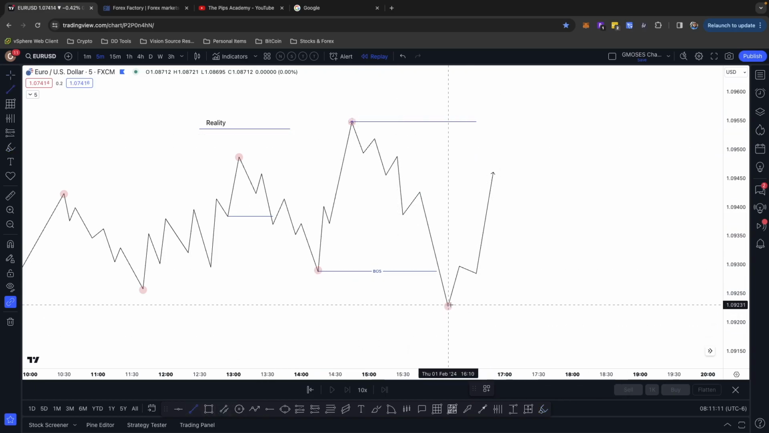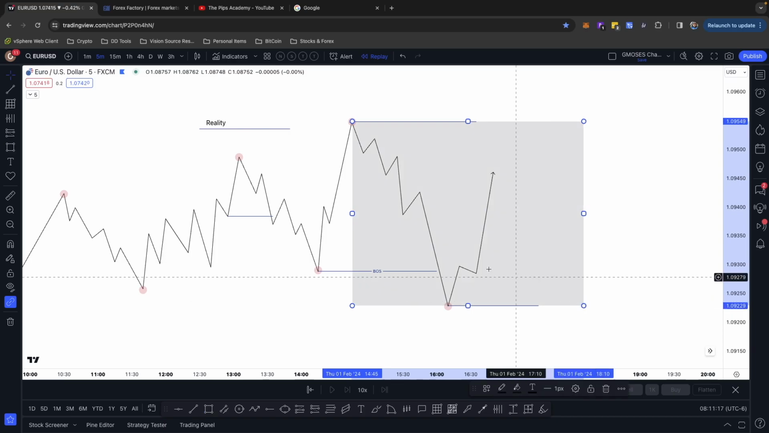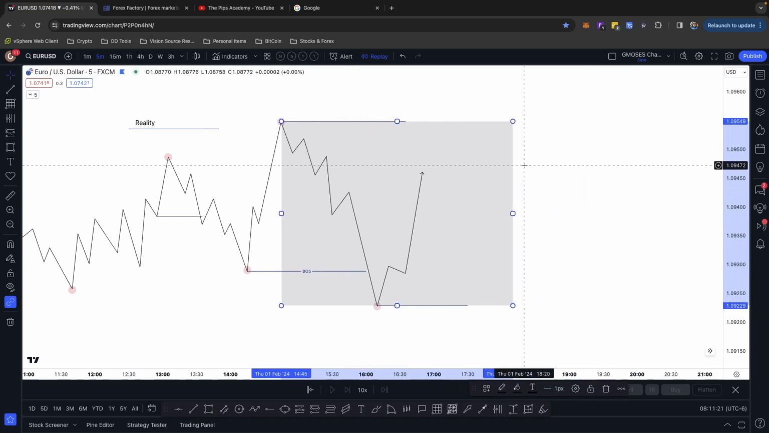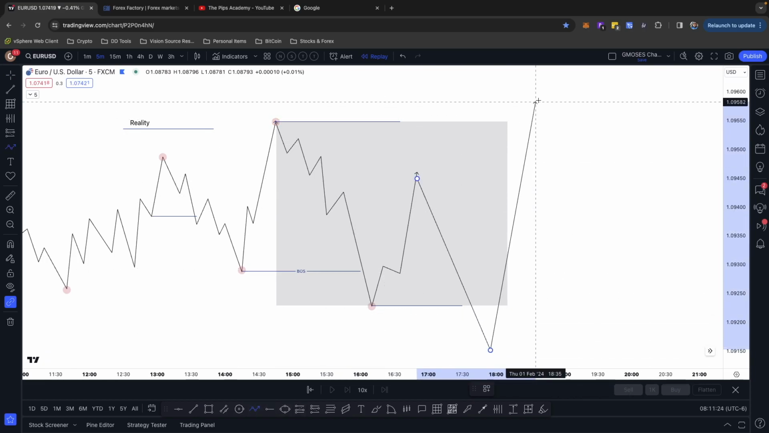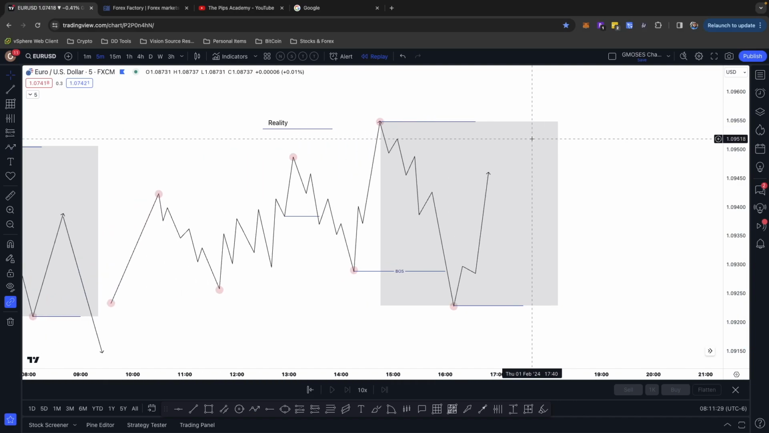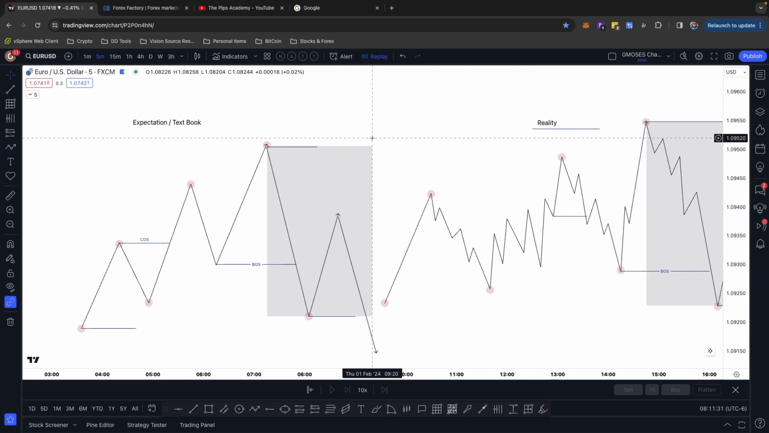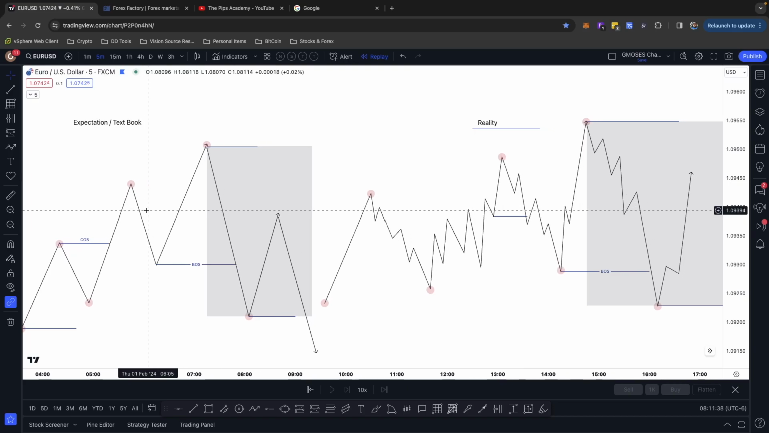And because we have new swing points, we can establish this area here as our range. So anything that happens in this box is considered as internal structure until the box either breaks down or breaks up. I hope that makes sense, and I hope you guys can understand how the expectation can differ a bit from the reality. However, the overall principles are still the same.